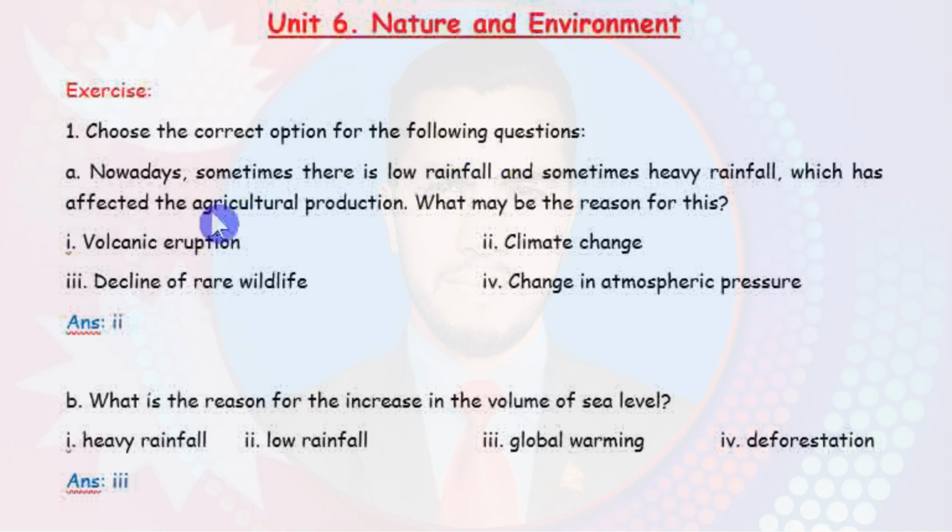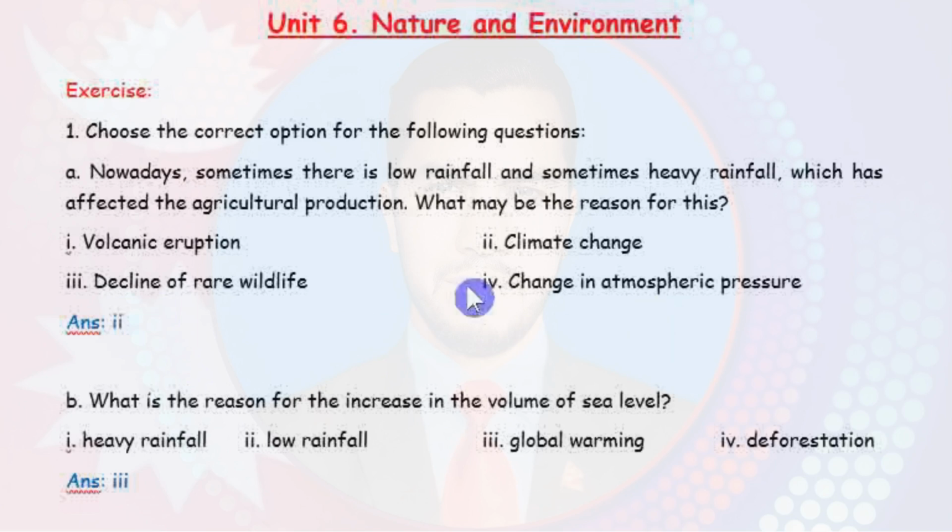Number A. Nowadays, sometimes there is low rainfall and sometimes heavy rainfall, which has affected the agricultural production. What may be the reason for this? Option number 1, volcanic eruption. Option number 2, climate change. Option number 3, decline of rare wildlife. Option number 4, change in atmospheric pressure.